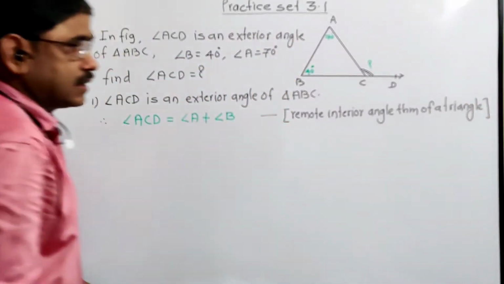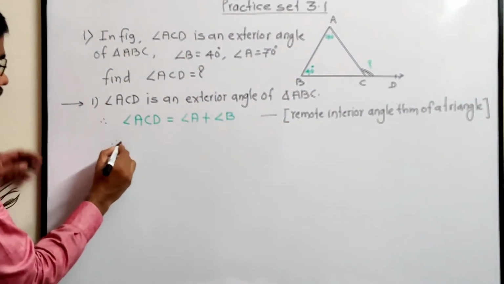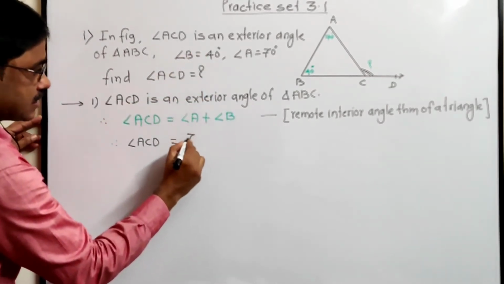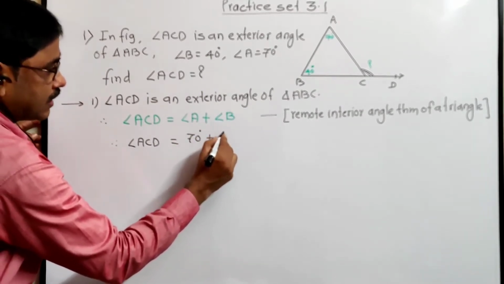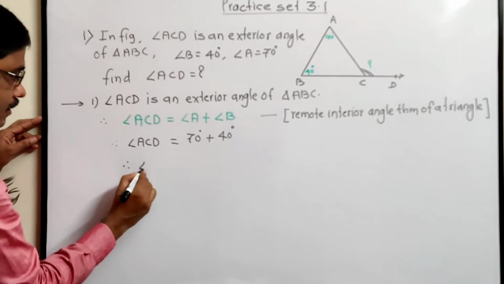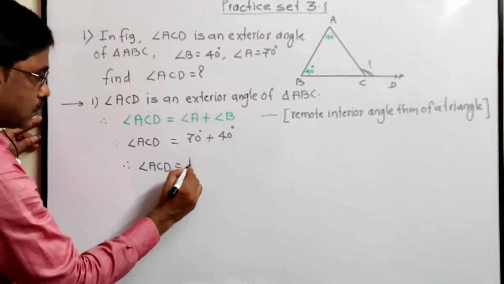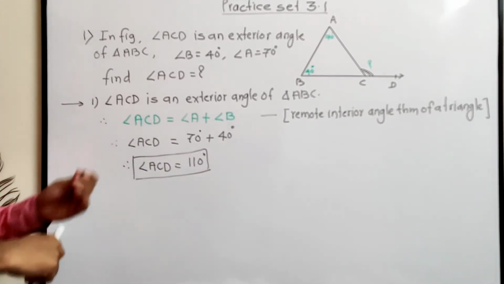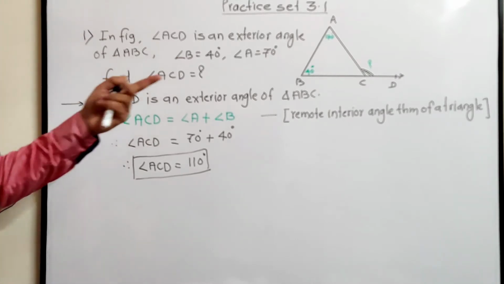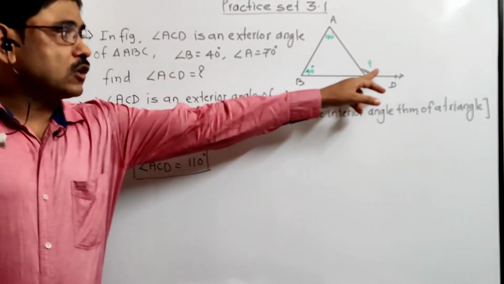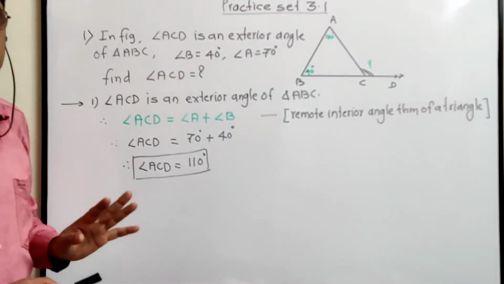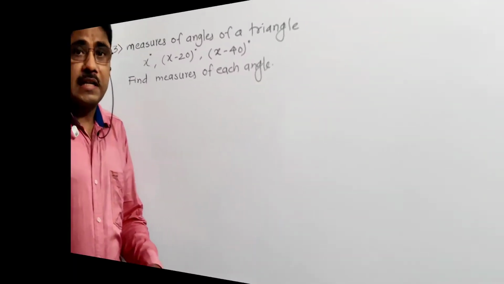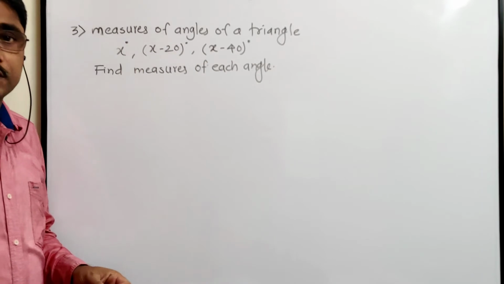Remote interior angle theorem of a triangle. Therefore, angle ACD is equal to angle A, which is 70 degrees, substituting the value, plus angle B, which is 40 degrees. So we get angle ACD is equal to 110 degrees. Simple sums are there. So using this theorem, we get the answer of this first question. Measure of exterior angle is equal to the sum of the remote interior angles, and using that theorem, directly substitute the value, we get ACD. Let us see the third sum from practice set 3.1.